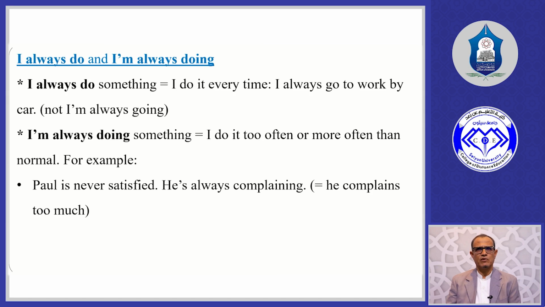When I say, for example, I'm talking about my son, I say to him, you are always using your mobile. You are always using your phone. So why are you always using your phone? Because I mean that I'm not satisfied with this action. This action doesn't happen normally, but happens sometimes. And the action here is not satisfied by, for example, the speaker.